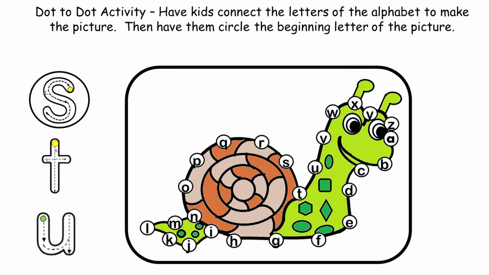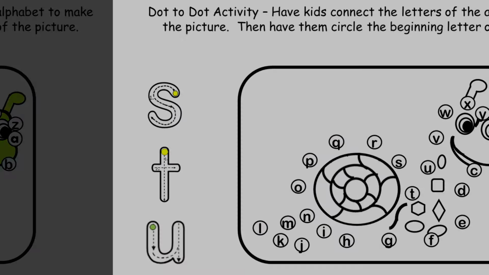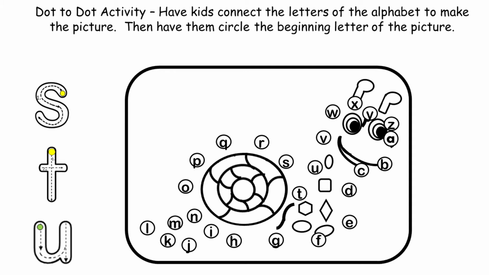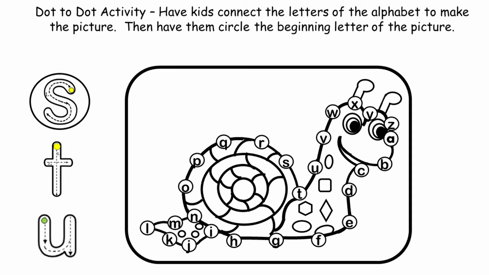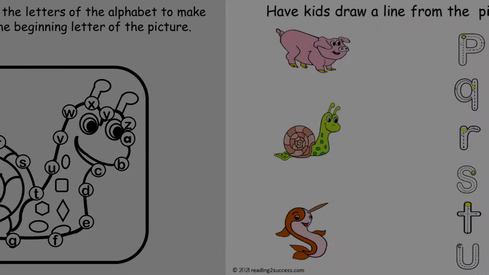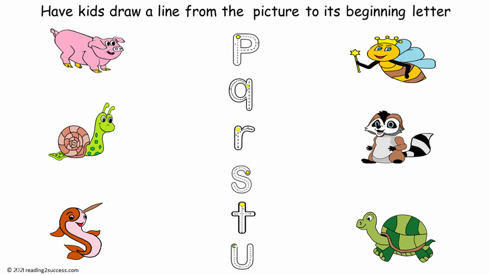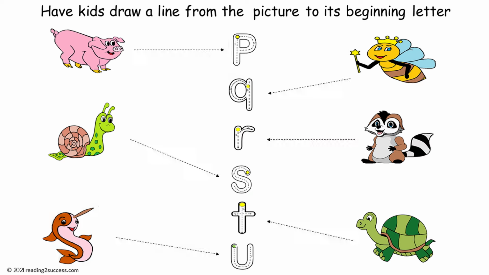Now have kids complete the dot-to-dot activity. This is the practice page, and this is a completed example. Now have kids draw a line from the picture to its beginning letter. And this is a completed example. P is for pig, Q is for queen bee, R is for raccoon, S is for snail, T is for turtle, and U is for unicorn fish.